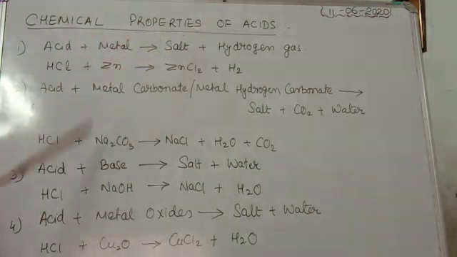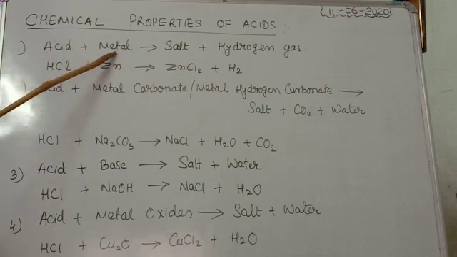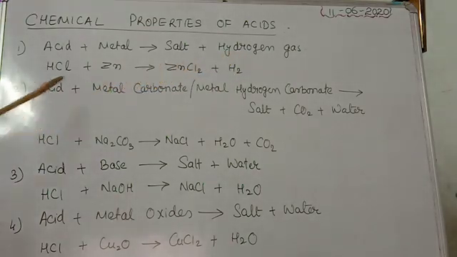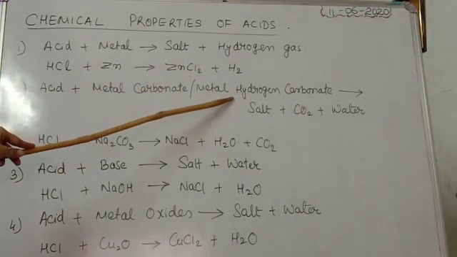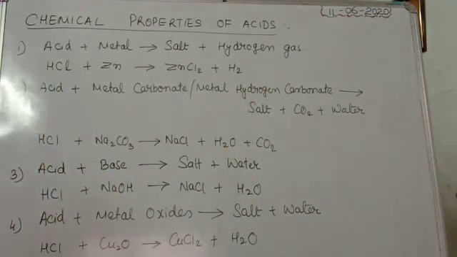Chemical properties of acids. One reaction I have taken, and detailed activities are there. When we go to school, if I am able to arrange the things here, I will show you. But just highlighted: first, acid and metal react. It will give salt and hydrogen gas. Acid plus metal carbonate or metal hydrogen carbonate gives you salt, carbon dioxide and water.